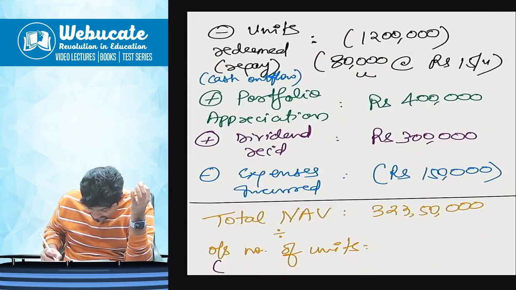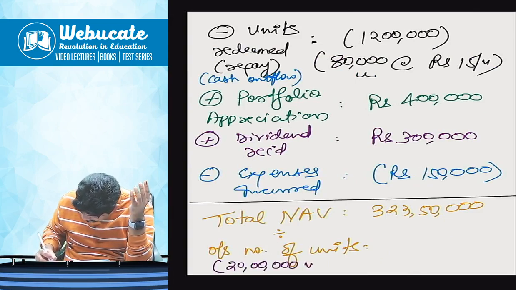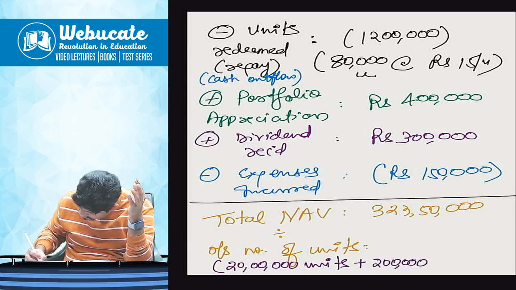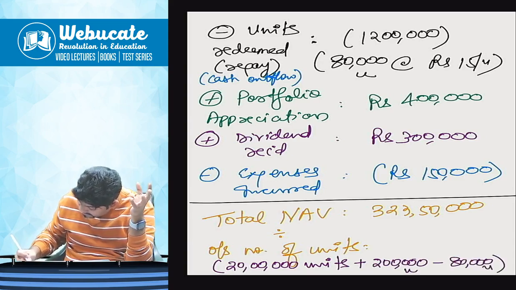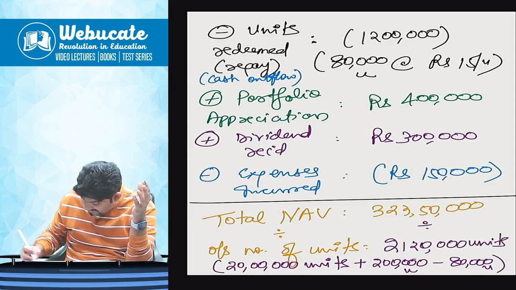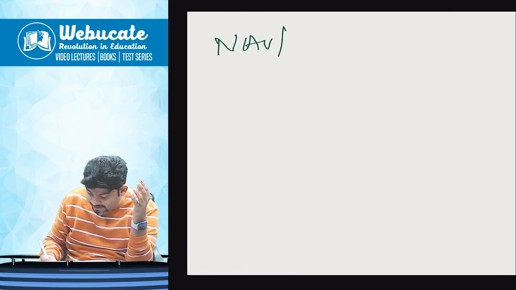So there were 20 lakh units, to which we added 2 lakh units, from which Varsha redeemed 80,000, and now we are left with 21,20,000 units. When we divide by this, we will get the NAV per unit.